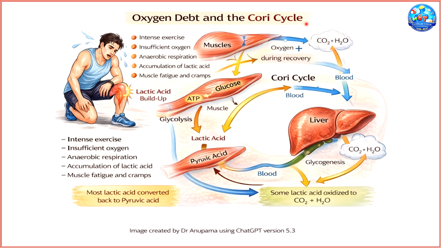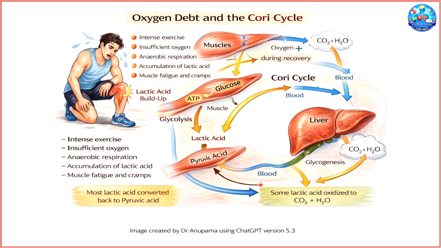Oxygen debt and Cori cycle. When a person is doing intense exercise, the oxygen supply becomes insufficient to meet the needs of the muscles, leading to anaerobic respiration. When anaerobic respiration takes place in the muscles, it leads to accumulation of lactic acid. This causes muscle fatigue and cramps. This entire condition we call oxygen debt.